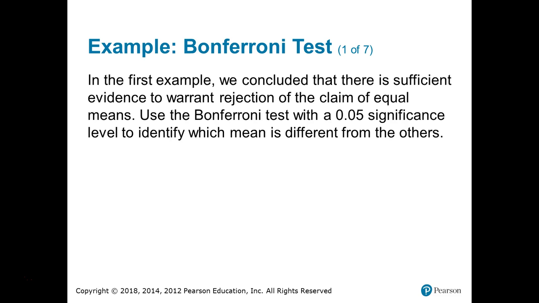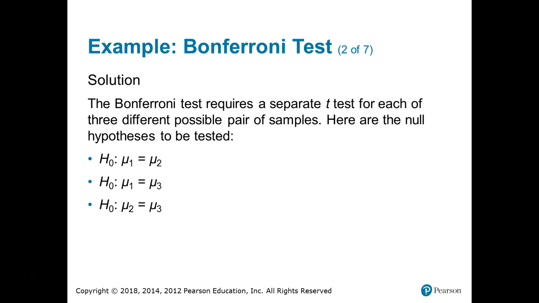We'll go through this quickly. In the first example, we conclude that there is sufficient evidence to warrant rejection of the claim of equal means. Let's use this test. I don't know how you pronounce that. Bonferroni, sure. So we use that with a significance level of 0.05 to identify which mean is different from the others, even though we kind of know what it is. So we require separate t-tests for each possible pair of samples. So there are 3 possible pairs of samples: mu1 equals mu2, mu1 equals mu3, and mu2 equals mu3.